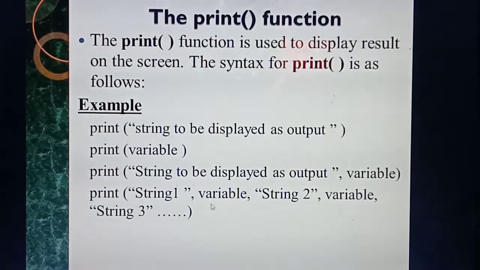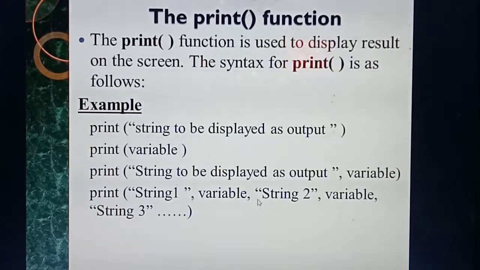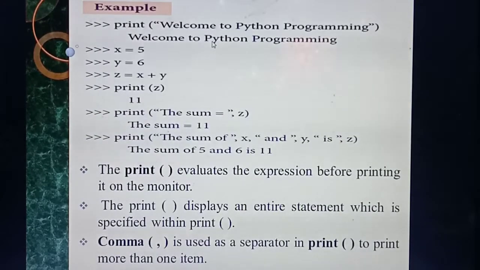The fourth one is string 1, comma, variable 1, comma, and so on. For example, the value of A, comma, the value of B. Understood? So like this, 4 syntaxes are there. Among those, you can use any one in the program. Understood? See the example, then only you will understand.